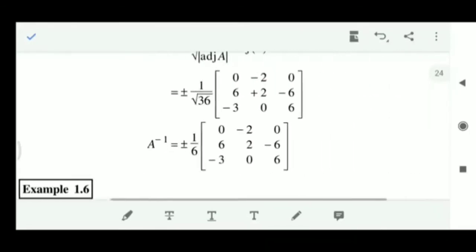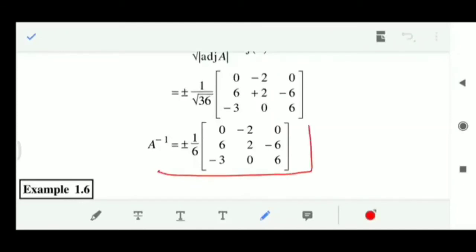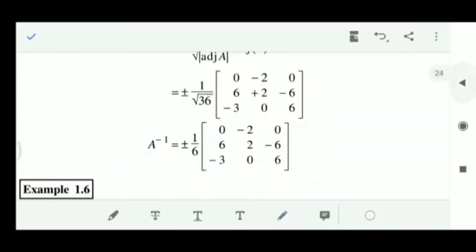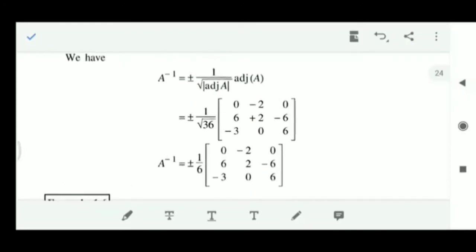If you take the root of 36, you will get the answer as 6. So which is the A inverse? A inverse is equal to plus or minus 1 by 6 into the matrix 0 minus 2 0, 6 2 minus 6, minus 3 0 6.